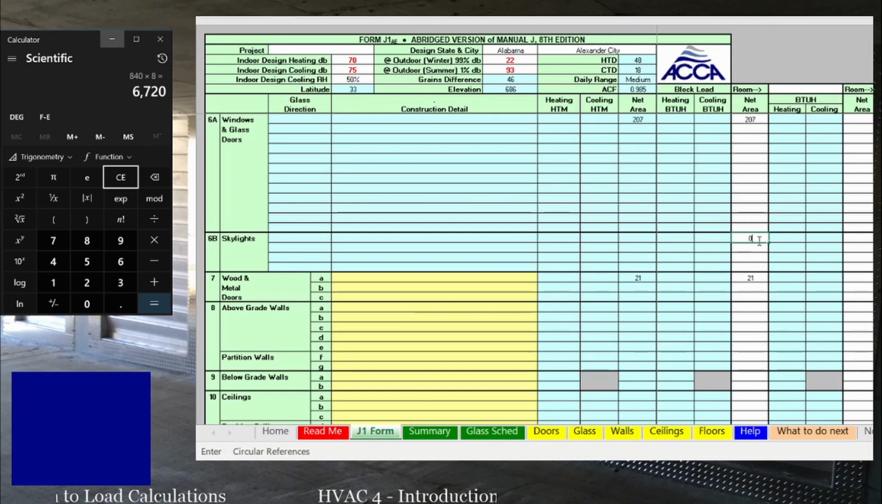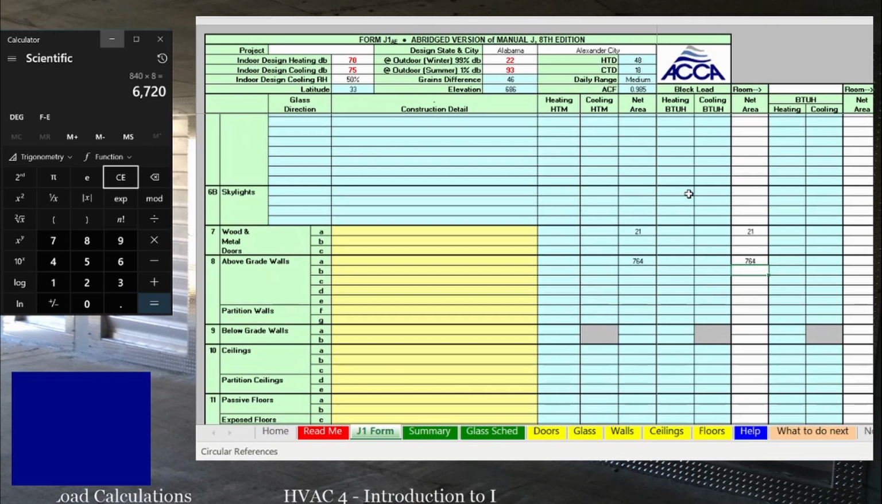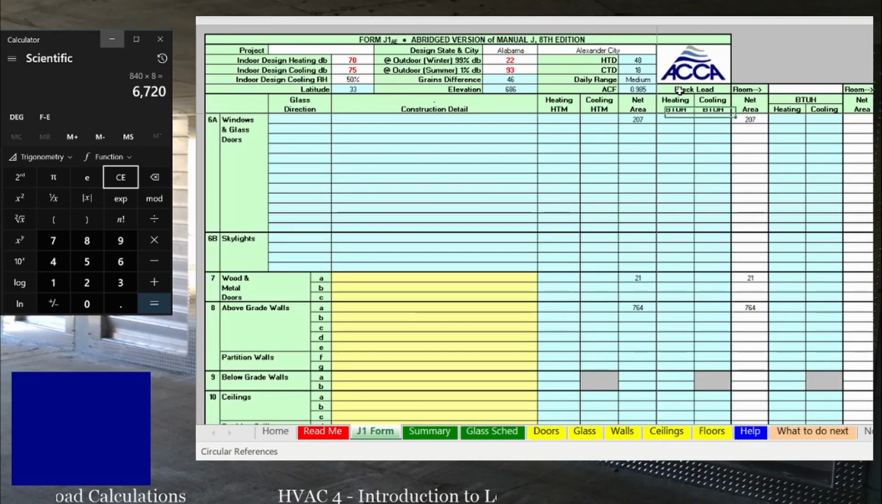Skylights is 0. And then above grade walls was, what was it? Above grade walls was, we're not going to put all these in, but I'm just trying to show you guys. 764 and all that, so on and so forth, right? If you're doing an actual load, you'll put in all these areas for everything on the block load, right? And then you'll put in areas for all the rooms and the individual amount of windows in the rooms, the individual amount of skylights in the room, the individual amount of above grade walls, and so on and so forth for every single room. And then you go back and make sure you got about the same number between your block load and all your rooms added up.